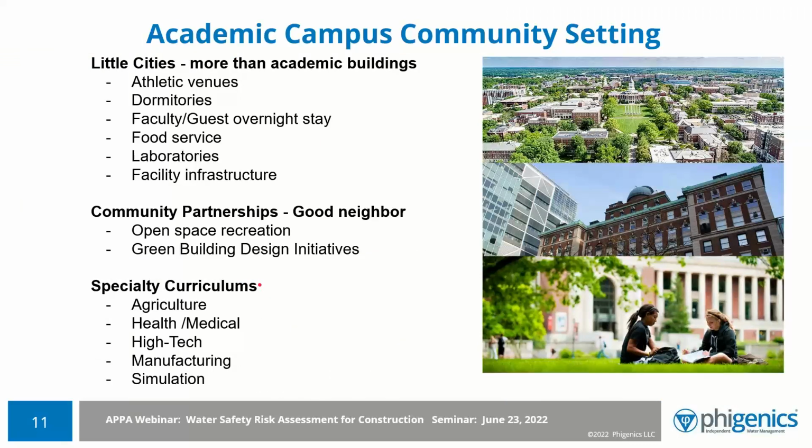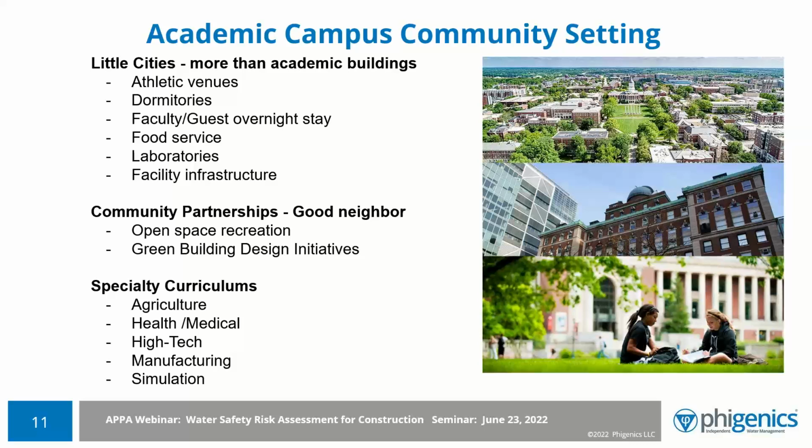So let's go into our background. For an academic campus in a community setting, it's kind of like a little city, and even if you're a local education, in the K through 12, or, depending on how large your campus is, these are like little cities because you're a good neighbor, you're an open space recreational area.